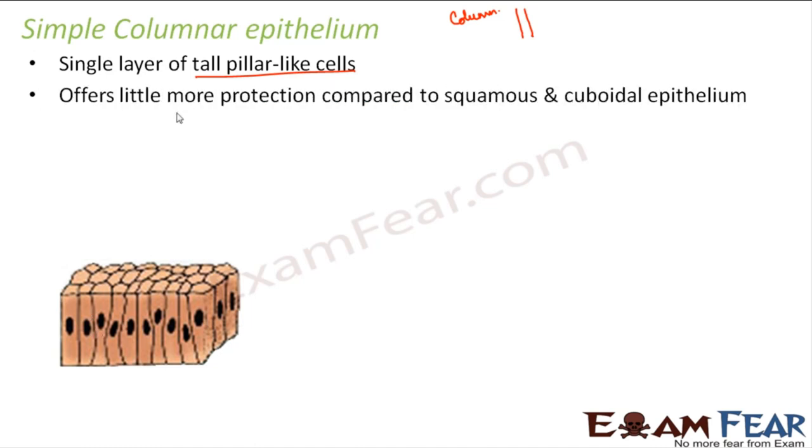So they offer a little more protection compared to squamous and cuboidal epithelium. That is quite evident from their structure. Now you can compare it like this. Let us suppose you have some organ here. If you have this epithelium, you see because of its tall height, it can provide a lot more protection, right? When compared to the flat epithelium, which would have been up to here itself, right?